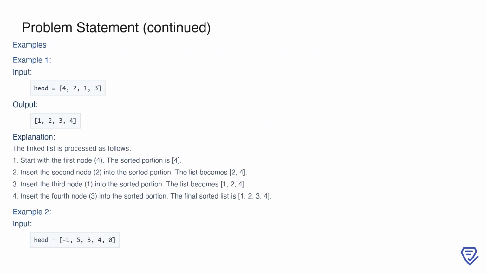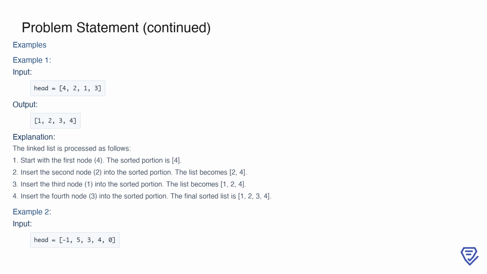Let's look at an example to understand how this works. Suppose the input linked list is 4, 2, 1, 3. The goal is to sort this list into ascending order. Here's how the insertion sort algorithm processes the list step by step. First, we start with the node containing 4. Since this is the first node, it forms the initial sorted portion of the list, which is simply 4.